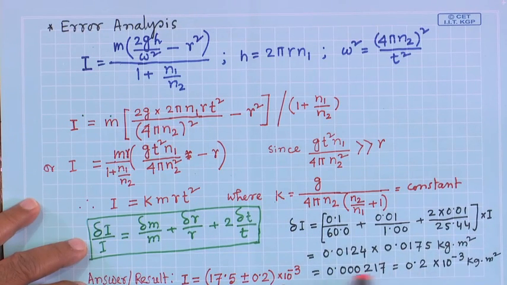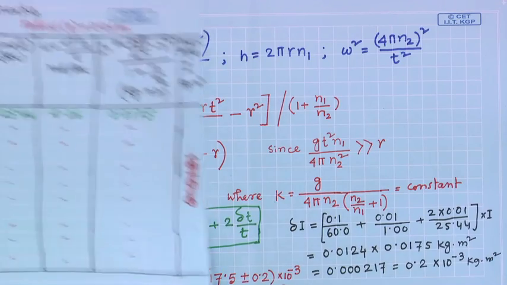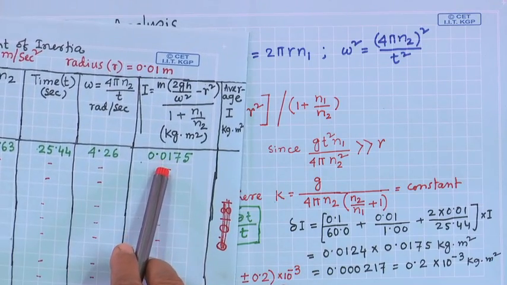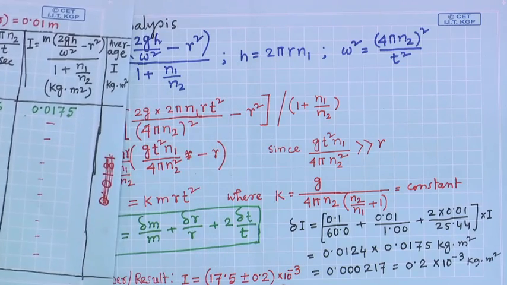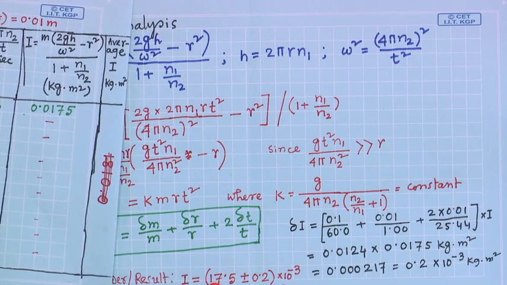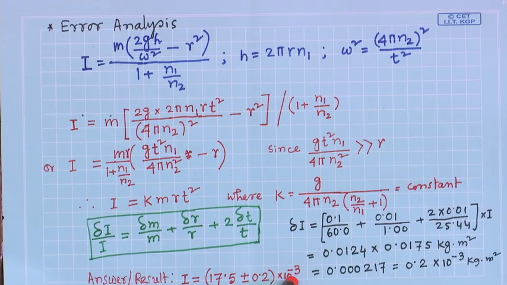So, we have calculated this error. The result is I equal to, let us take this average one, 0.0175. That I can write as 17.5 into 10 to the minus 3.